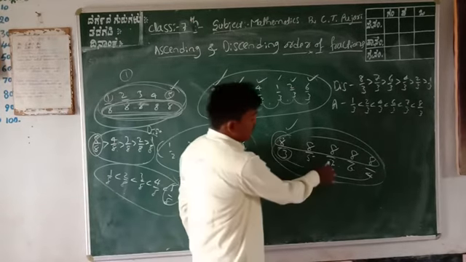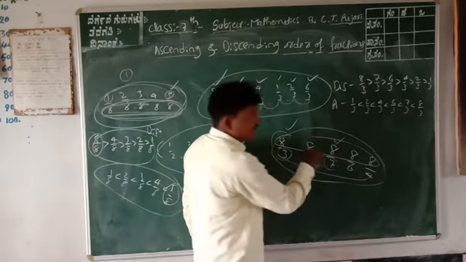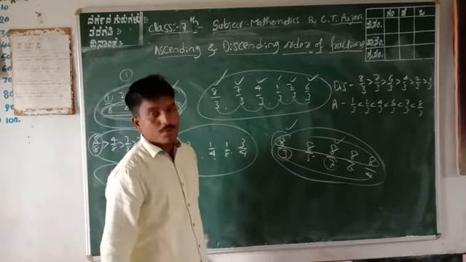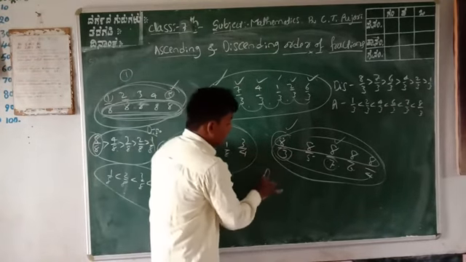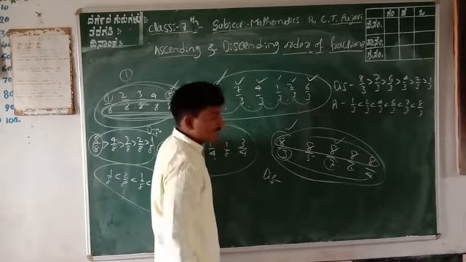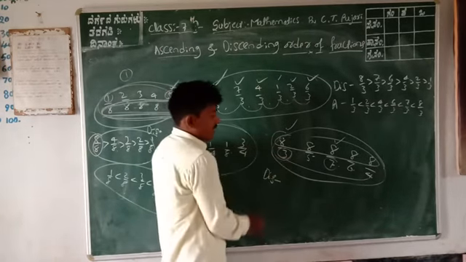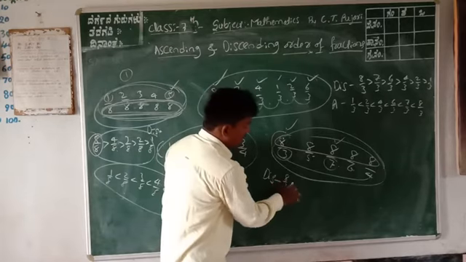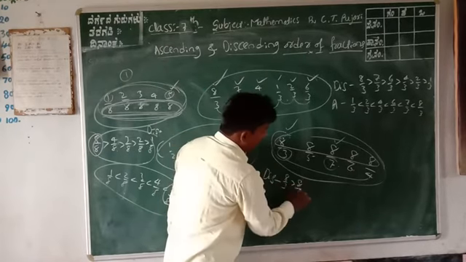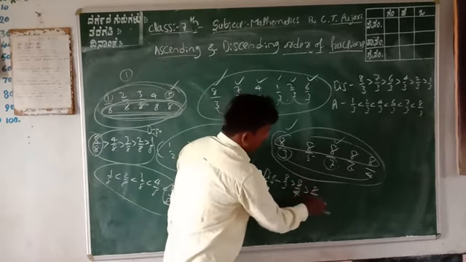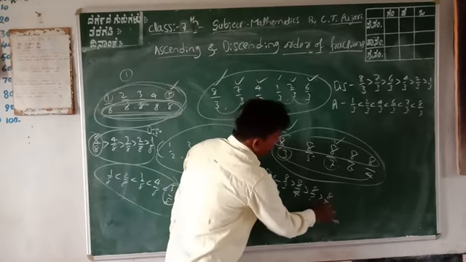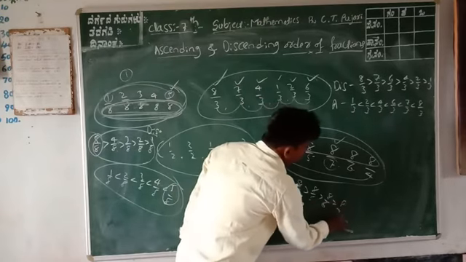Which one is the biggest denominator, that is the smallest number in the third group. You can write in descending order. First of all, which one is biggest? The smallest denominator gives the biggest fraction. Therefore, 8 by 3. Next, 8 by 4, 8 by 5, 8 by 6, 8 by 7.